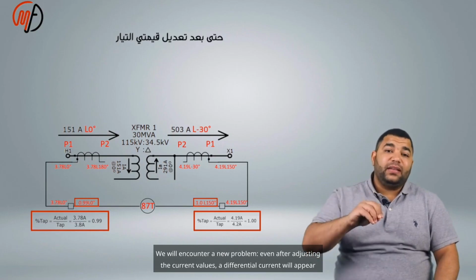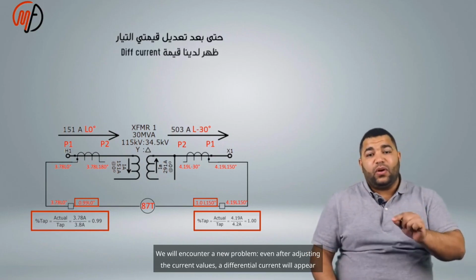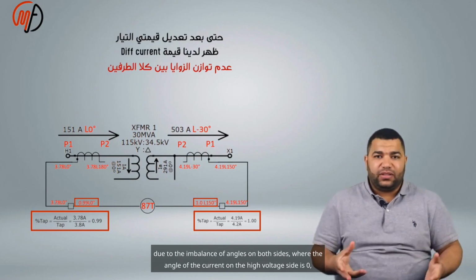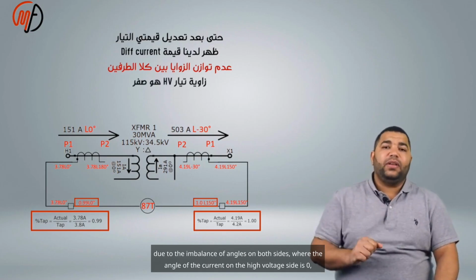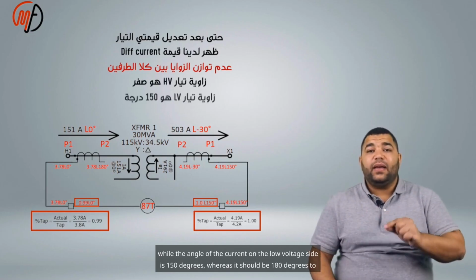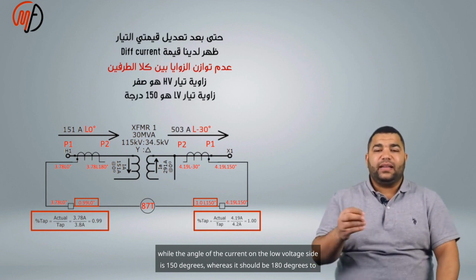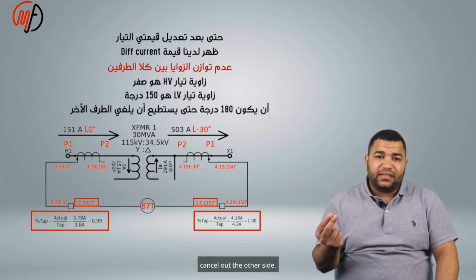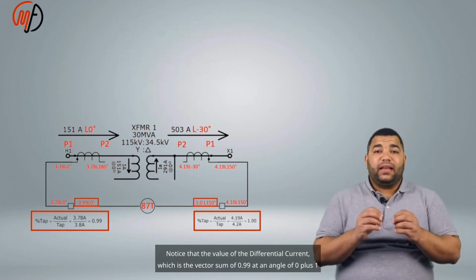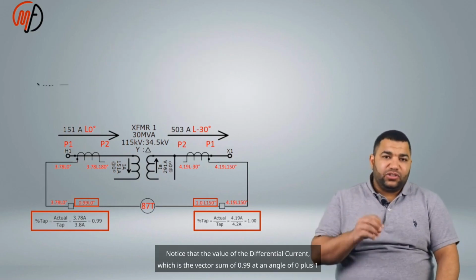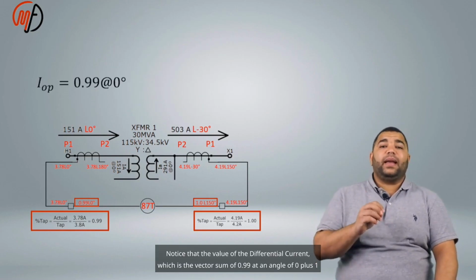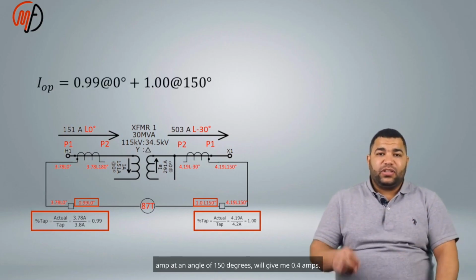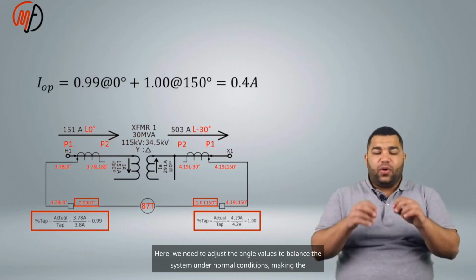Even after adjusting the current values, a differential current will appear due to the imbalance of angles on both sides, where the angle of the current on the high voltage side is 0, while the angle of the current on the low voltage side is 150 degrees, whereas it should be 180 degrees to cancel out the other side. Notice that the value of the differential current, which is the vector sum of 0.99 at an angle of 0 plus 1 amp at an angle of 150 degrees, will give me 0.4 amps.